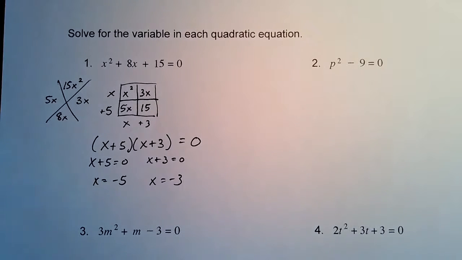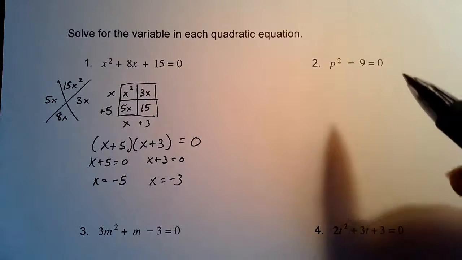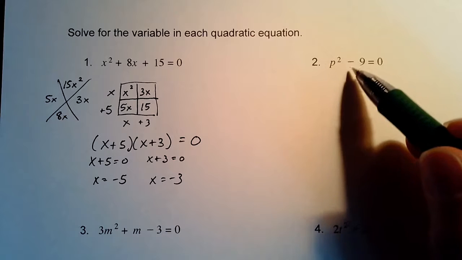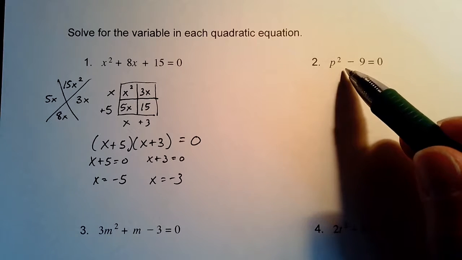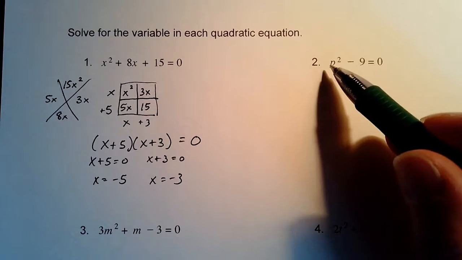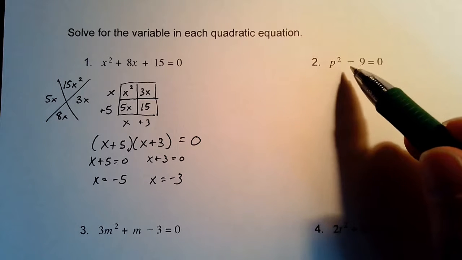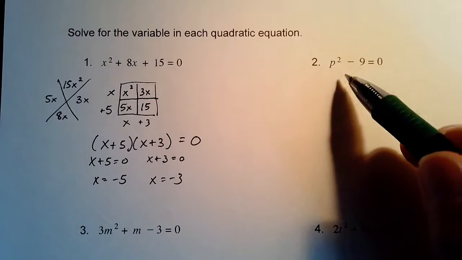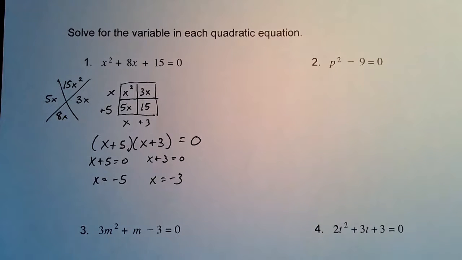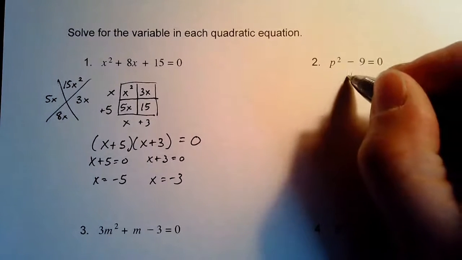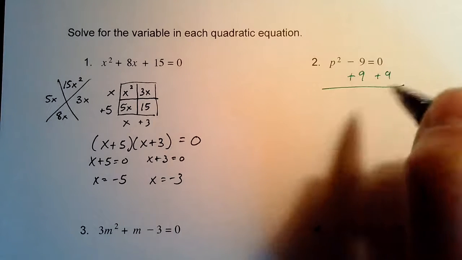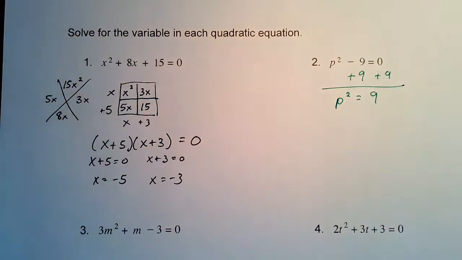All right, so on number 2, when we take a look at this, I've got p squared minus 9 is equal to 0. You'll notice that it's missing the middle term. It's missing that bx. So this would be like the ax squared plus bx plus c. So I've got my ax squared part and my c part, but I'm missing the middle term. If that is missing, there's something really nice that we can do. We can just add 9 to both sides. So now I have p squared is equal to 9.